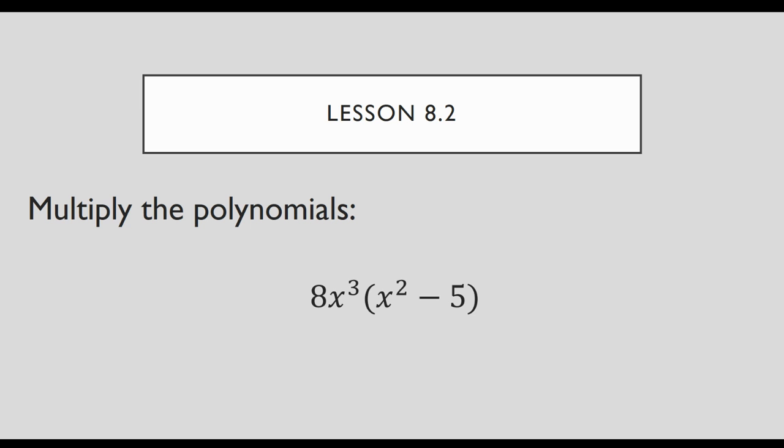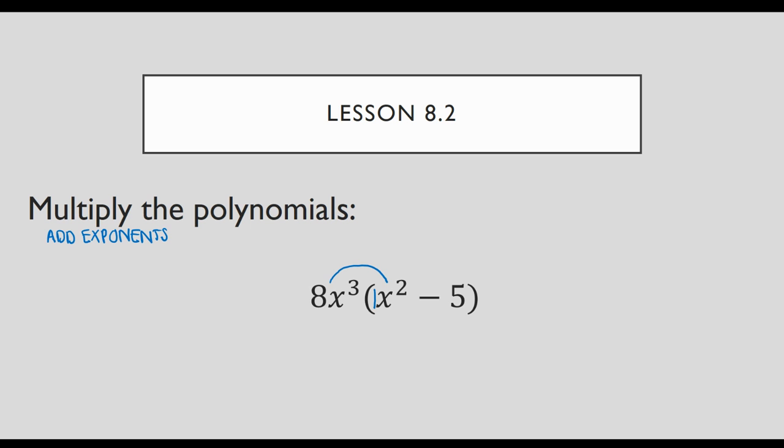Moving on, we've got lesson 8.2. We multiplied polynomials in this. So in this case, we have 8x cubed times x squared minus 5. When multiplying, this time we do add exponents. So as long as the base is the same, I'm going to keep the base and add the exponents. But any number that isn't an exponent gets multiplied together. So there is technically a 1 in front with the x squared.